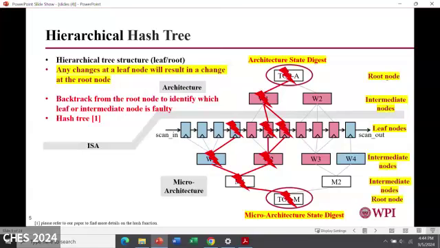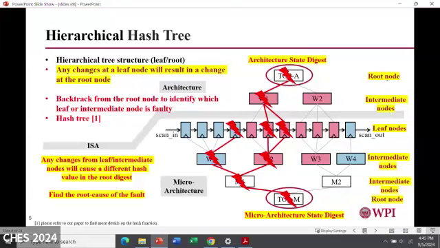And remember, all of these digests are represented by a unique hash value. This hash value represents the status of all these registers at that specific clock cycle. By having this, any change from a leaf or intermediate node will cause a different hash value in the root digest, and this will be helpful for root cause analysis.